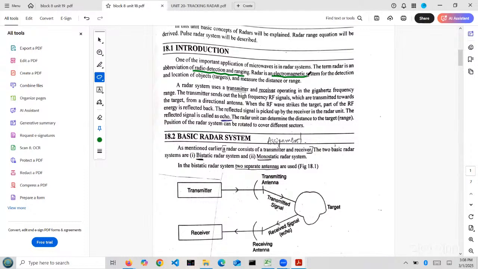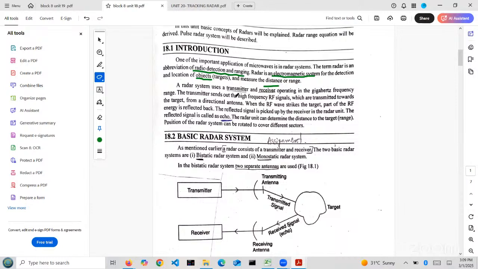What is the meaning here? Radar, radio detection and ranging, is an electromagnetic system. It is used for locating objects. Here, locating the objects means we are locating the target material and finding the distance between the target material and the antenna, which is called the radar range. So here what we are calculating is the distance, or we can also say we are calculating the range.